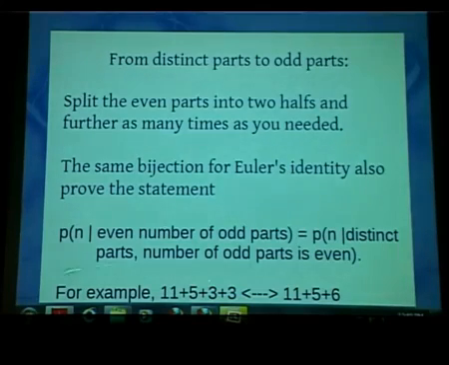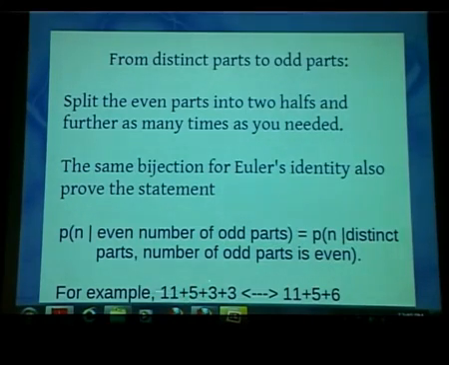So for example, here you have an even number of odd parts. Once you merge them, you will get... what we need is that the number of odd parts is even, and at the same time you need distinct parts.